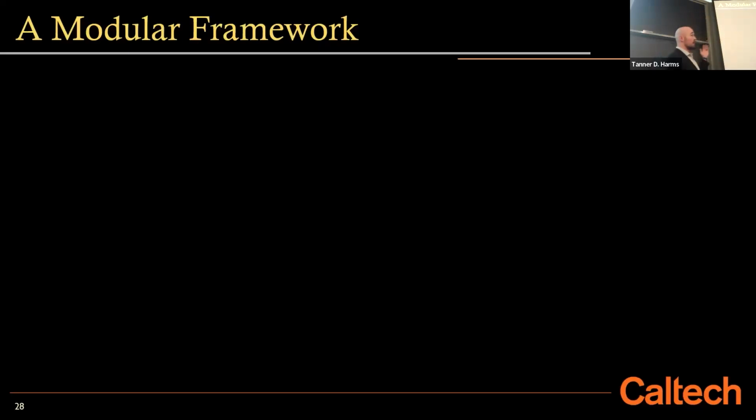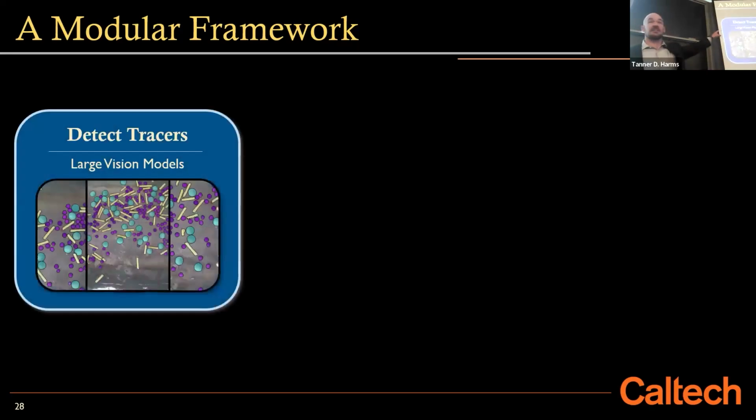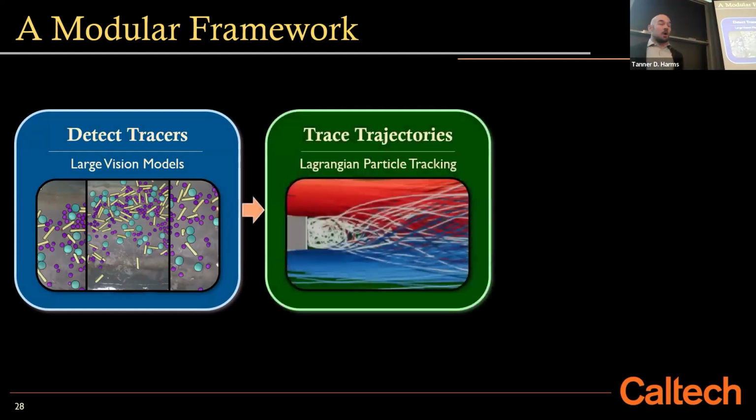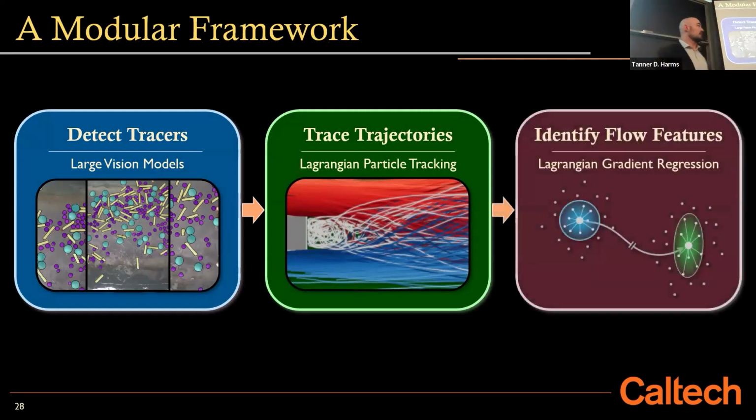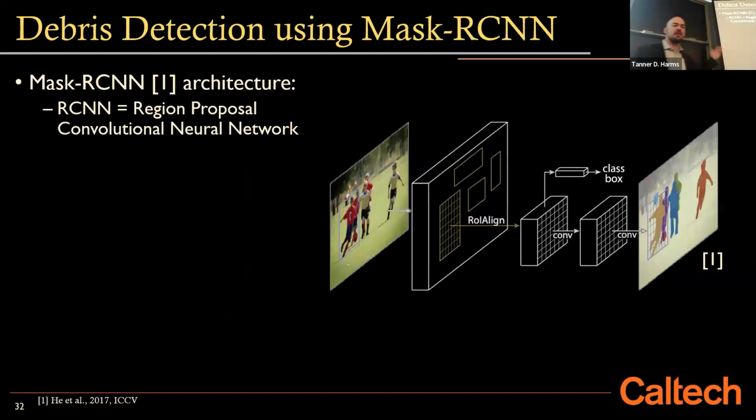So what we've done is we've come up with a modular framework to try and address these things. The first step involves detecting tracers using large vision models, similar to the things that find your face on your phone and are now segmenting people out and removing people from images. Once we've found our tracers, we're going to use some kind of tracer tracking technique. This could be Lagrangian particle tracking, or it could be more specifically from the world of machine vision. And then once we have our trajectories, we have everything we need to input into the Lagrangian gradient regression algorithm, which we've already analyzed.